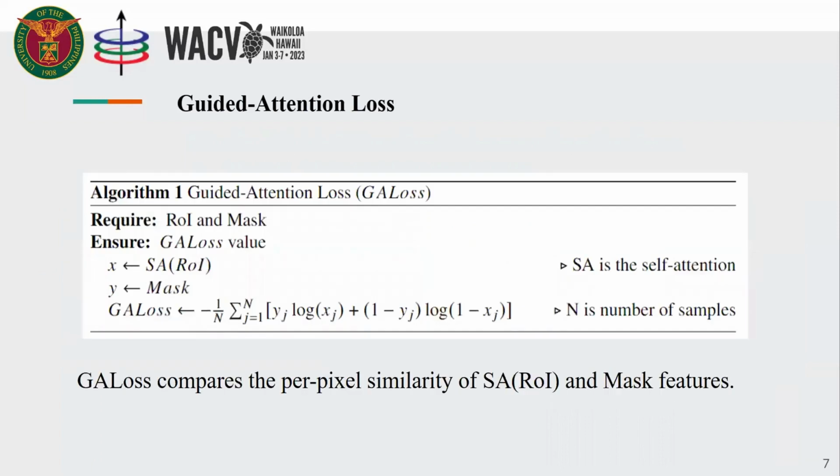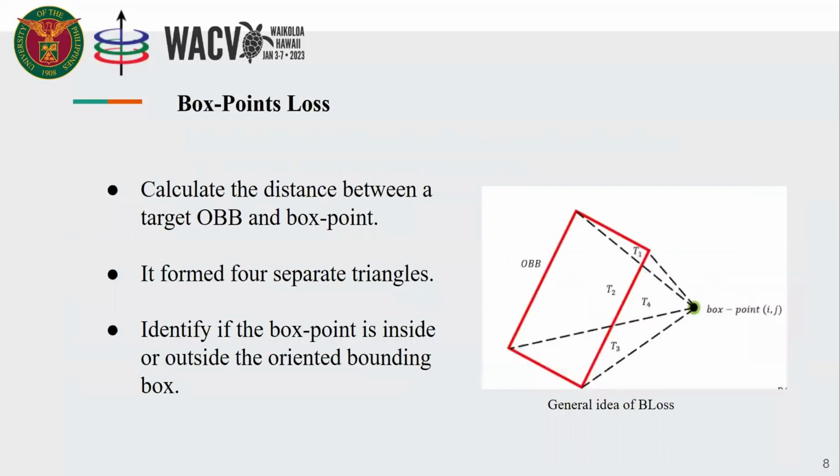The computation of the GA loss is given in the algorithm above. GA loss compares the per pixel similarity of self-attention with ROI features and the mask features using cross-entropy function. The BP loss is a function where we calculate the distance between the target OBB and box point located at ij as shown in the figure.